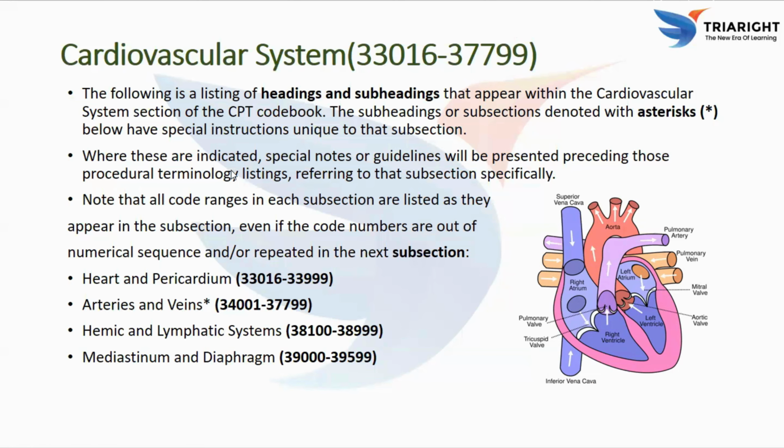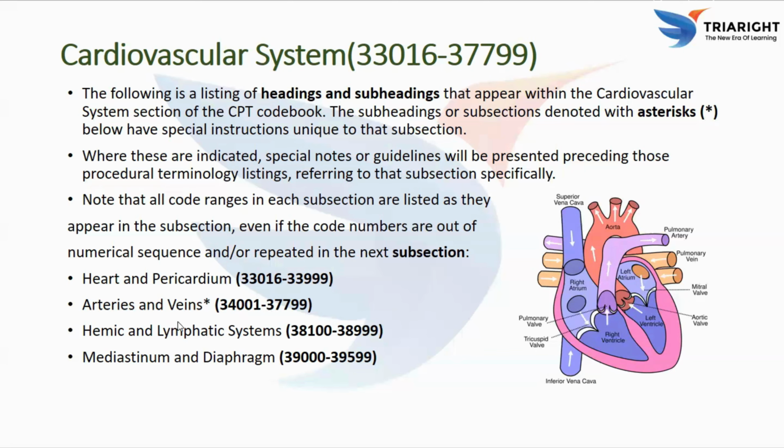So what does this mean? CPT is not just a list of codes, it is divided into sections, subsections and subheadings. Each subsection has its own rules, notes and guidelines. What are asterisks? An asterisk means these are special coding instructions. So you must read the guidelines before selecting a code. For example, there are arteries and veins here. So the code category is 34,001 to 37,799.